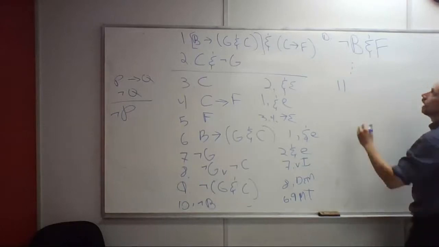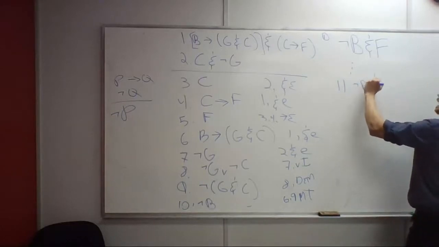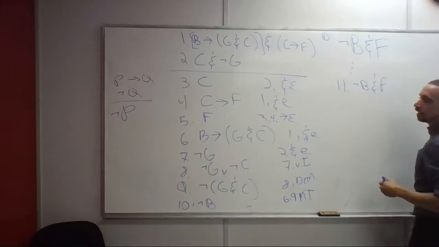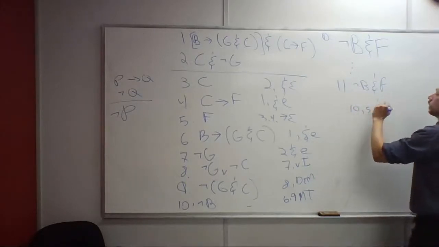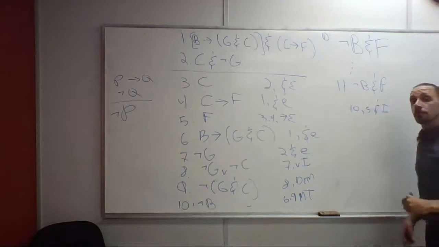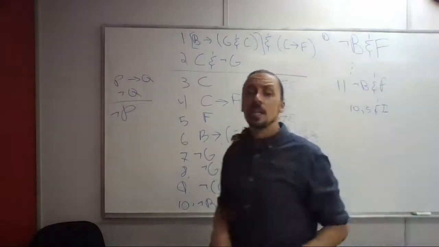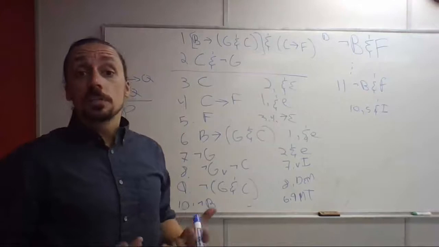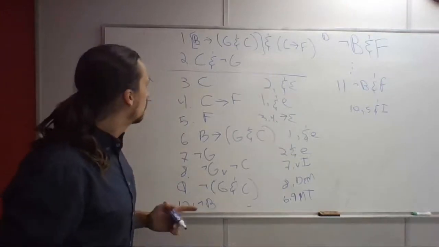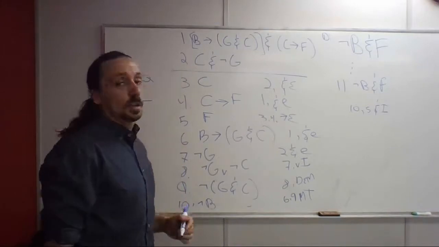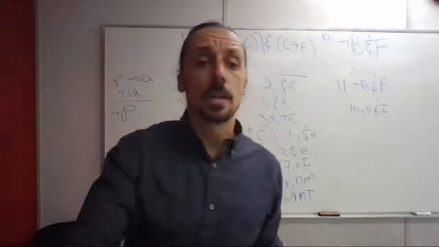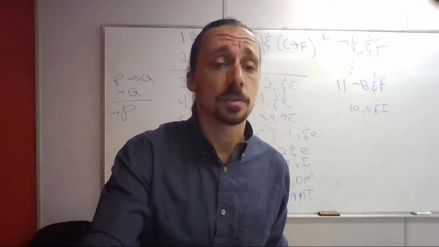This is line 11. I have not B and F. How did I get it? I got it, of course, from lines 10 and 5, conjunction introduction. And that's our proof. Now, if you want, you can sit down and write out the way of doing it by assuming the opposite, right? Assuming B and then deriving a contradiction. That would work too. It might actually be a good exercise. I'll be right back with a new exercise.